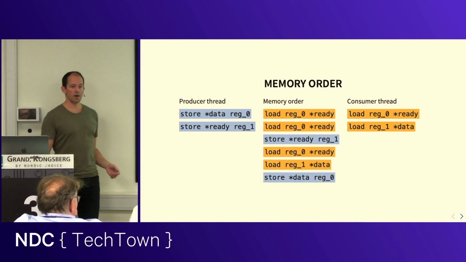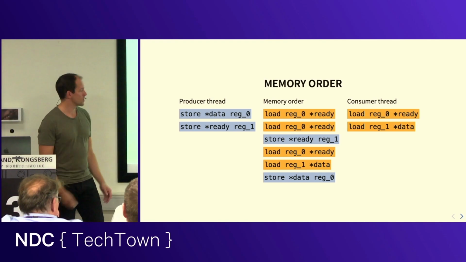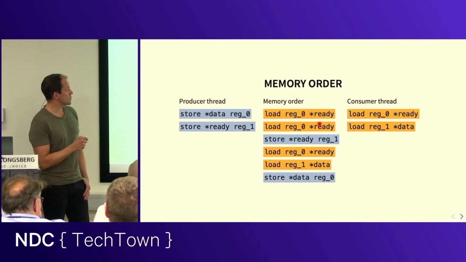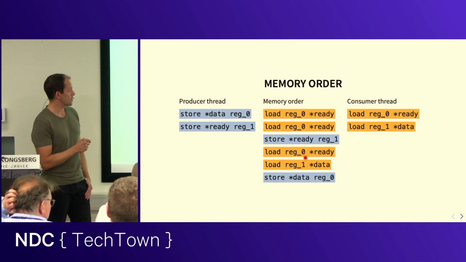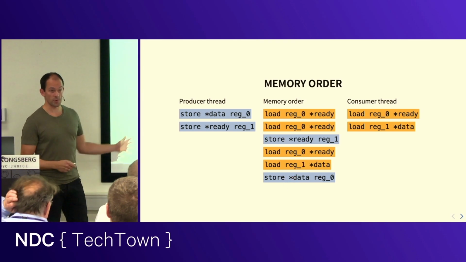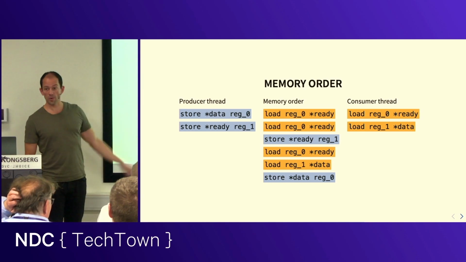Here's another way I can order these boxes if I want. Ready is false. Ready is false. Store ready equals true. Ready is now true. Use the data. Store the data. So this is not what we want, right? But this is also a way to order memory operations.